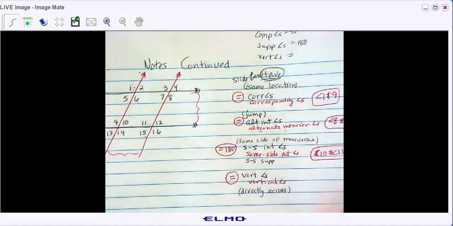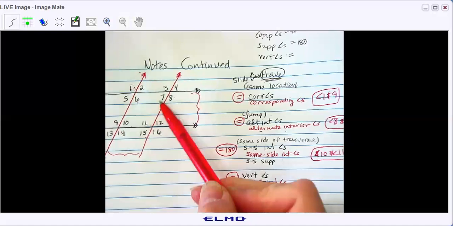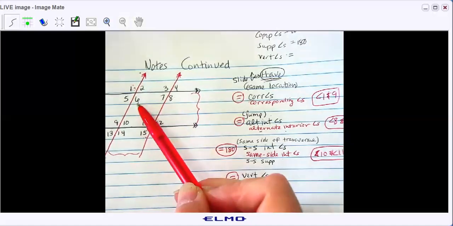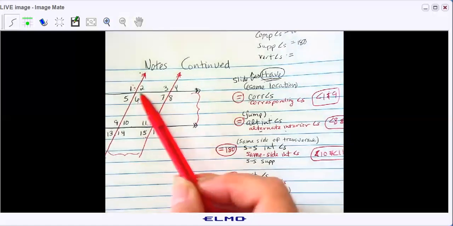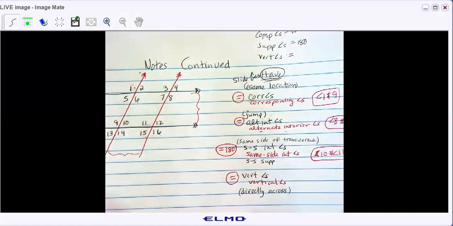That's my same side. So looking at other examples, angle 11 and 7, 7 and 6, even 2 and 3. 2 and 3 would be same side interior. 9 and 5 would be same side interior. They can be on the left side of the transversal or they can be on the right side, but they have to be on the same side.